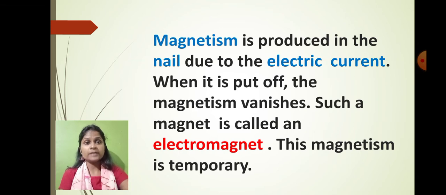So suppose, students, magnetism is produced in a nail due to the electric current. So this magnetism property we are using in the electric current also. When we put it off, the magnetism will vanish. So if we try to produce the magnetism with the help of the electric current, then it is called as what? Electromagnet. The magnetism is also temporary.